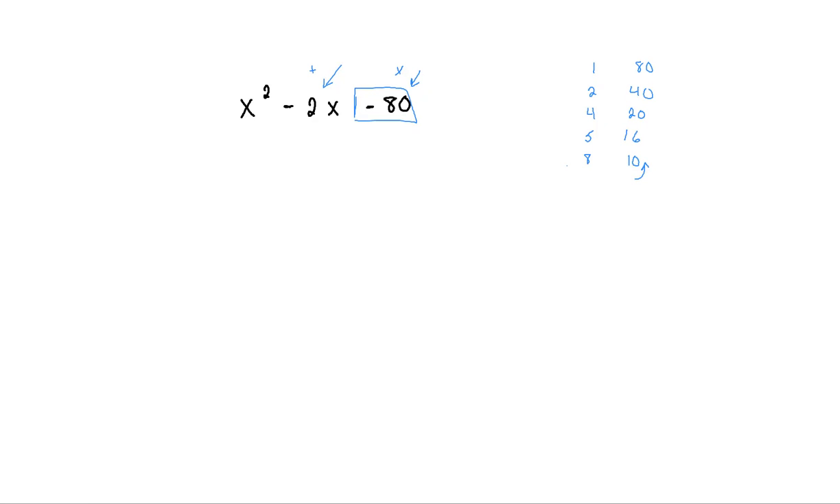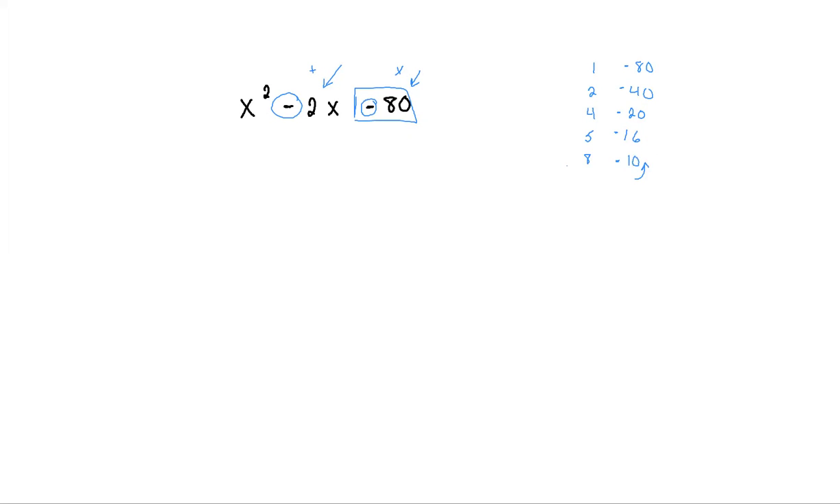Now, this is where it changes a little bit. I have a negative sign here. When this is a difference, my signs have to be different. Now, which one is which? Well, I look at this sign. Because this is a negative, the bigger number will be negative. I'm going to go ahead and add a negative sign to all of these.